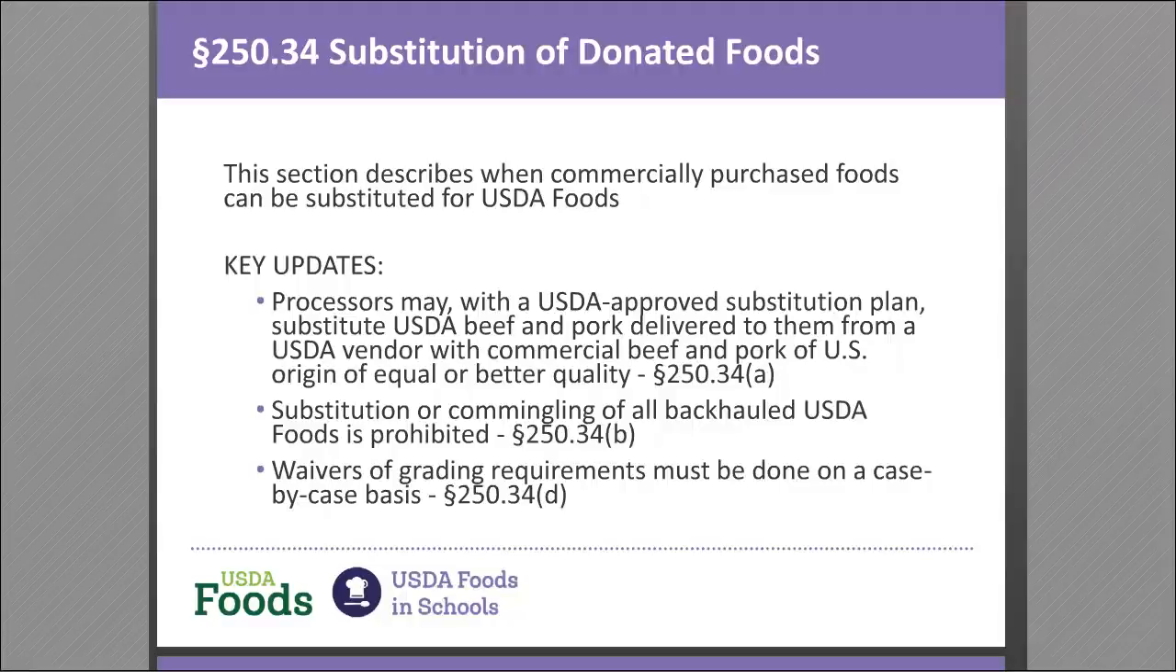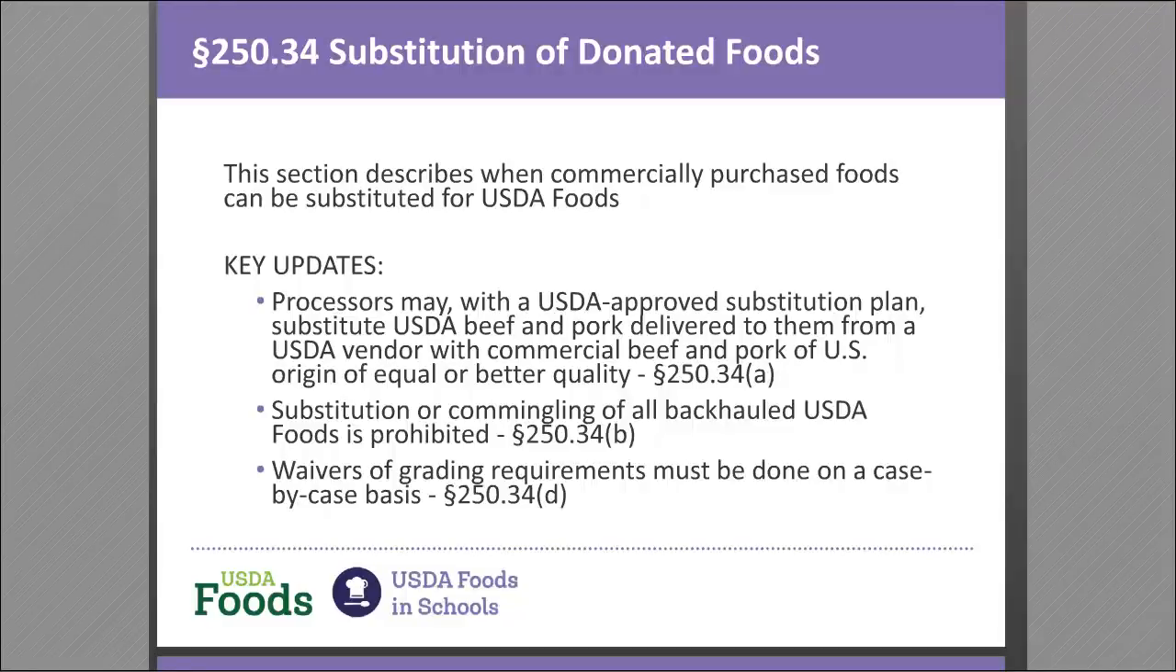We removed the required elements of a processor's plan for poultry substitution. We also allow a processor to substitute any USDA food in advance of receipt of the USDA food shipment, and we more clearly describe the processor's assumption of risk should the department be unable to purchase and deliver any USDA food that's substituted. Lastly, we require that commercially purchased food substituted for USDA food meet the same processing yield requirements that would be required for the USDA food, as we discuss in the revised 250.33.